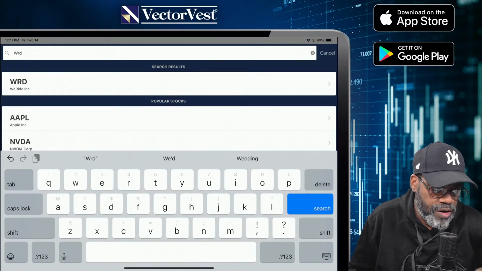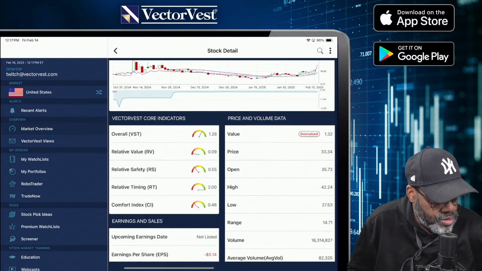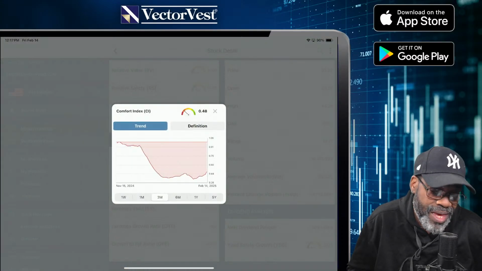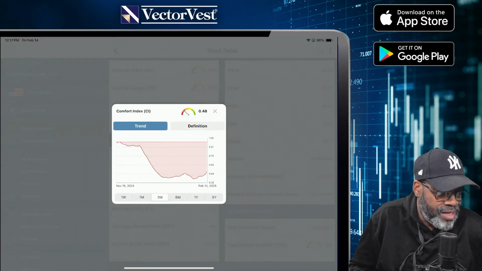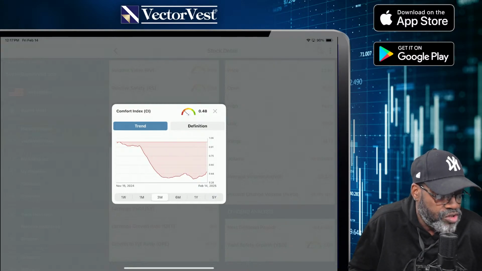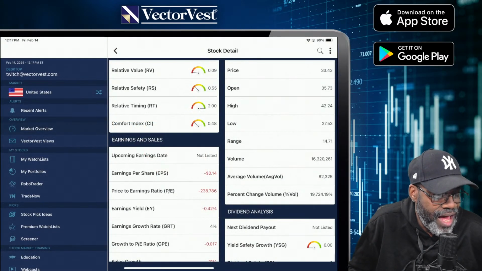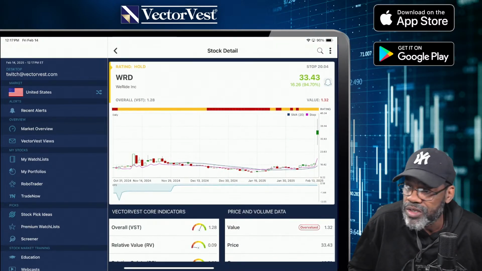Let's go back to WRD. CI is below 1, and what is it doing? It's starting to move higher, but I'm not thinking about it yet, not until it can get above the value of 1. Right now, it's so far below the value of 1. This is a stock that is very susceptible to downtrends.